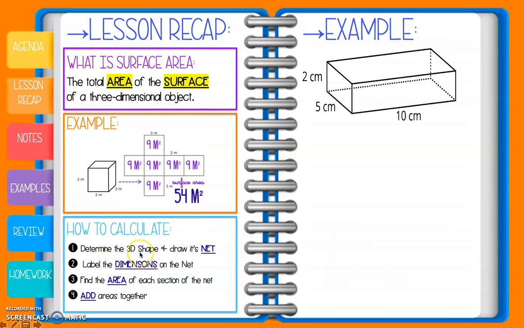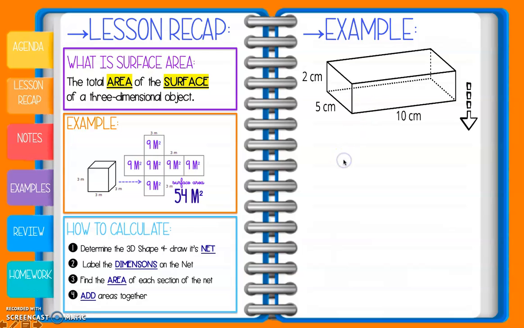Okay, so how to calculate? First, you're going to determine the 3D shape in the net that you need to draw. You're going to label your dimensions on the net. You're going to find the area of each section of your net, and then you're going to add all of those areas together. So my first example we've got here is a rectangular prism.